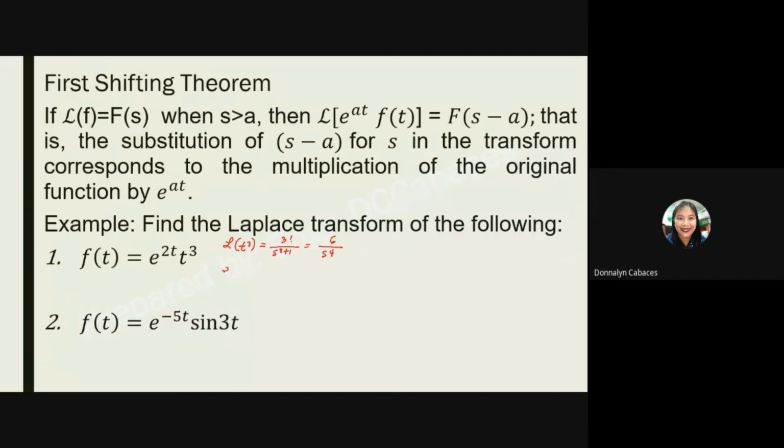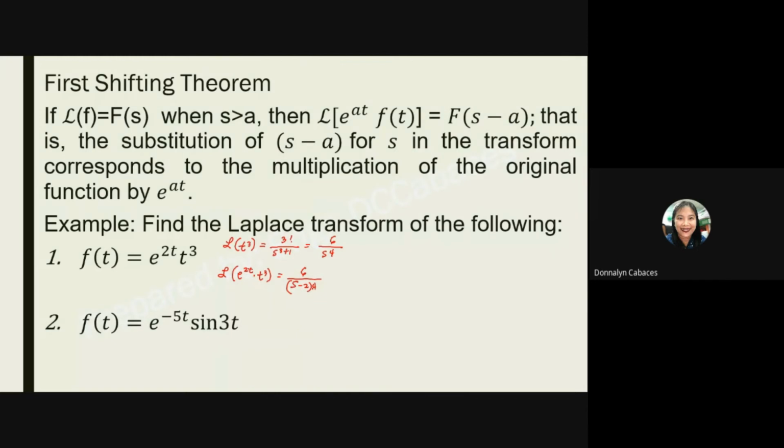But since you are asked for the Laplace of e to the 2t times t cubed, as mentioned in the theorem, it would be equal to F of s minus a. So you are to shift your s here to s minus a. And which is a? This is your a, the 2. You have e to the at. So therefore, the Laplace of e to the 2t times t cubed would be equal to 6 over your s will be shifted to s minus a. S minus 2 to the 4. You just shifted s to s minus a.